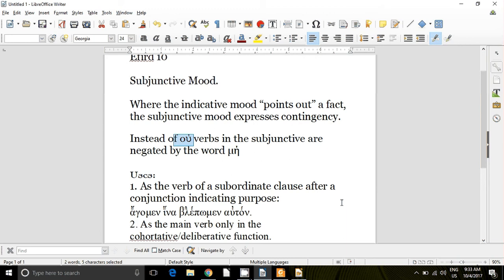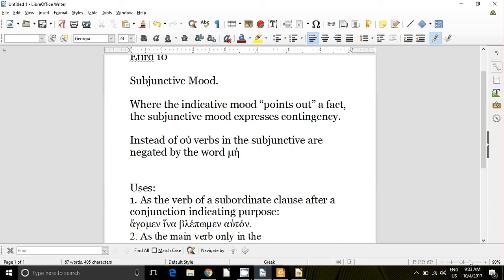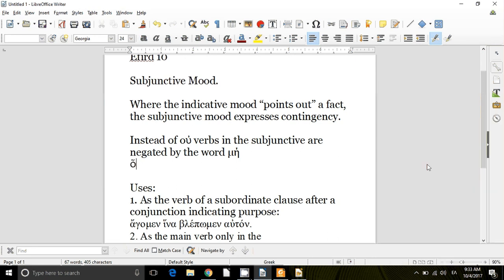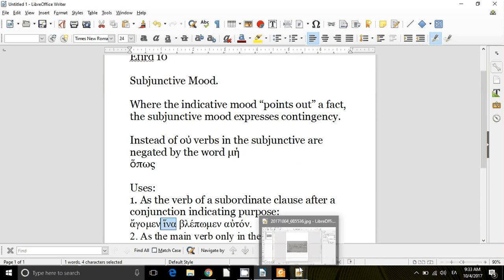Do I need to add a word to the vocabulary? We should add the word, along with hina, why don't you add the word hopos. Hopos also has the same meaning as hina, as in order that. So hopos can also mean in order that. All right, good enough for now.